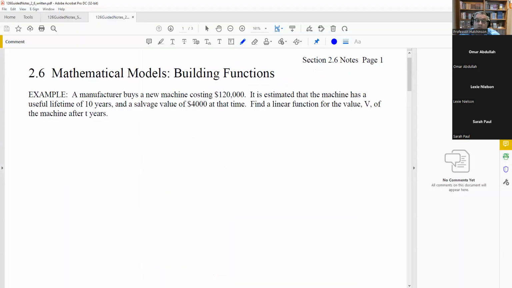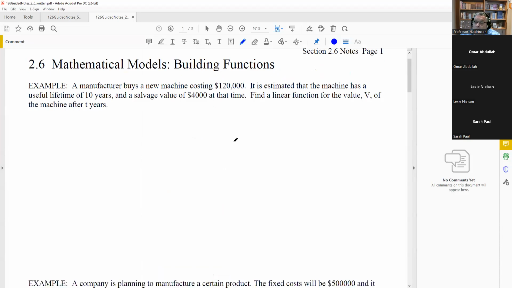Okay, so we'll go back now to the notes here. We've got this here: a manufacturer buys a new machine costing $120,000. It has a useful lifetime of 10 years. Basically it's saying after 10 years, the thing is only worth $4,000 at the time. That's what we're salvaging it for. That's the value it's worth at that time.